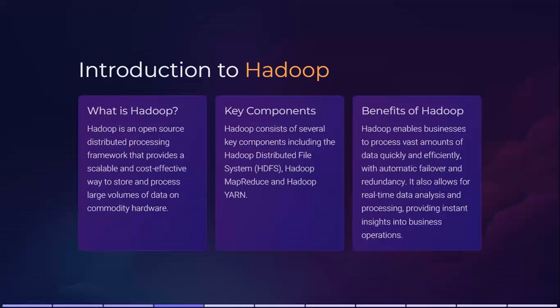Coming to the key components in Hadoop, it has three major key components: HDFS, MapReduce, and YARN. We'll learn the details about these key components in the further slides. As I said, now the benefits of Hadoop. Hadoop can store and process large volumes of data quickly and efficiently, and it has an automatic failover mechanism and a redundancy mechanism also. It offers real-time data processing, and it also does batch processing.